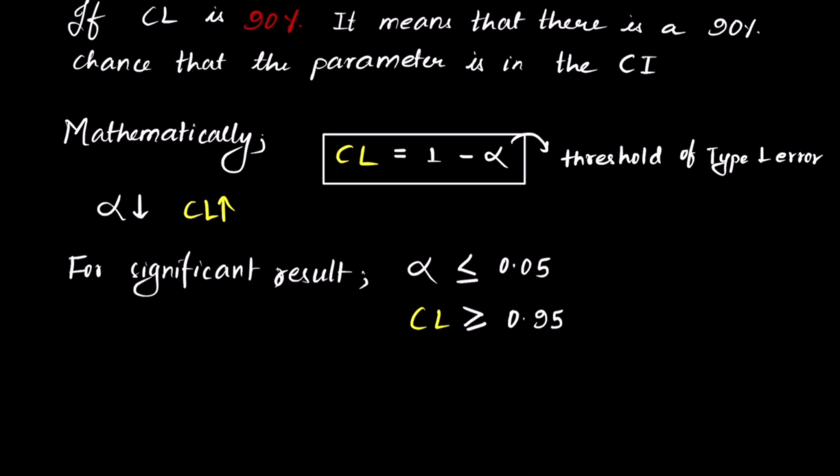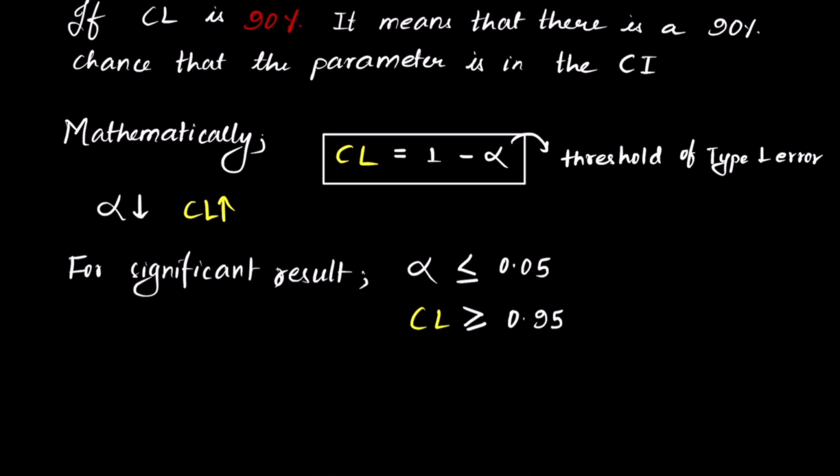So obviously when type 1 error decreases, the confidence of the surveyor increases. Now he is more confident, and with more confidence he can say that yes, the parameter of the population is within this interval that I have generated with the help of my statistic.